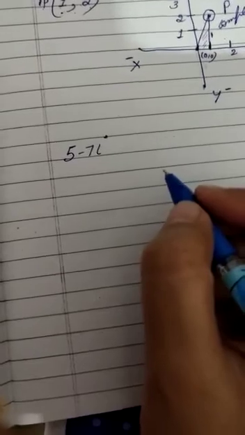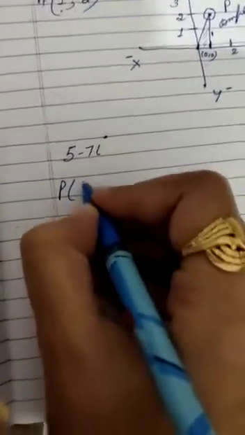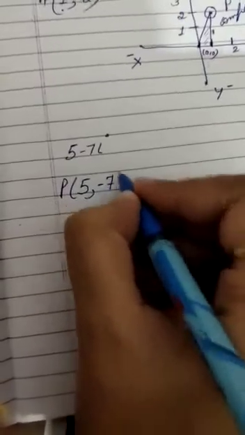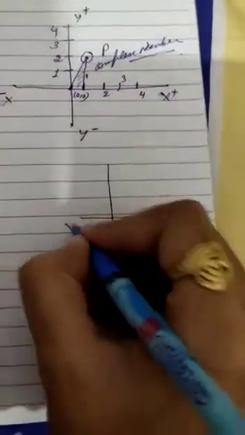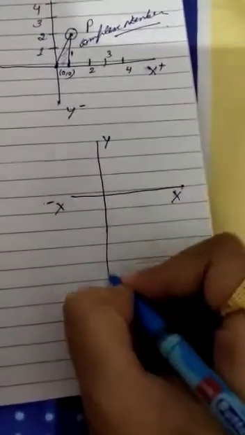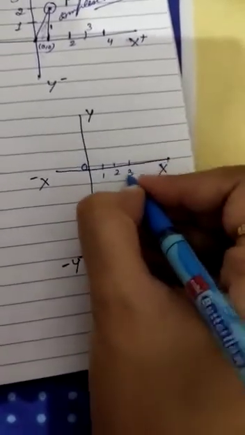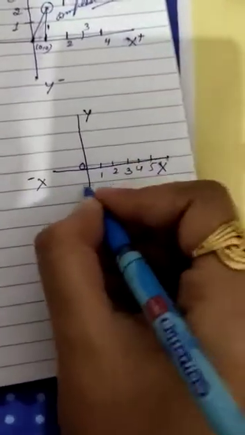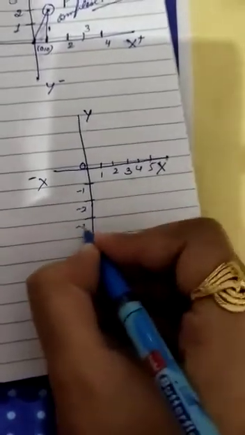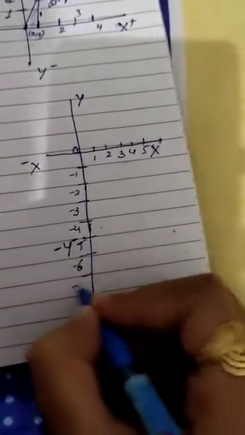Suppose now they give you such type of example, 5 minus 7 iota, represent this complex number on the complex plane. So we will take the point P and the coordinates of the point P are 5 and minus 7. Again we will create a graph. This is my positive x-axis, this is negative x-axis, positive y-axis, and this is negative y-axis. So here is 0, 1, 2, 3, 4 and 5. Now below we will represent minus 1, minus 2, minus 3, minus 4, minus 5, minus 6 and minus 7.